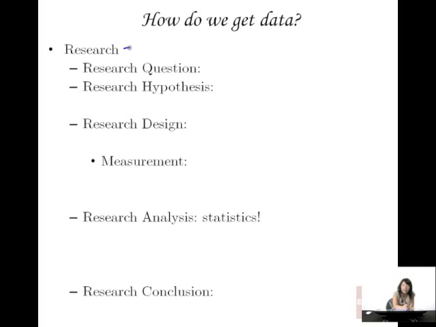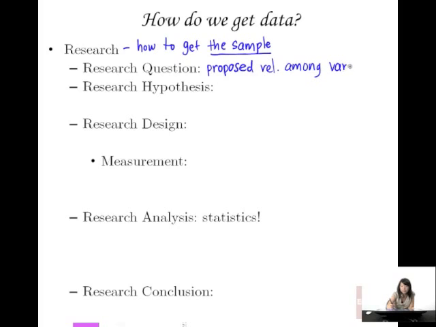So research will be about how to get the sample, right? So already we are putting in our statistics terms, how to get the sample. The research question is often a proposed relationship among variables. And a hypothesis often goes with that. So it says, yes, I do think this is the relationship, or I think there's another relationship, right? So these often go together.